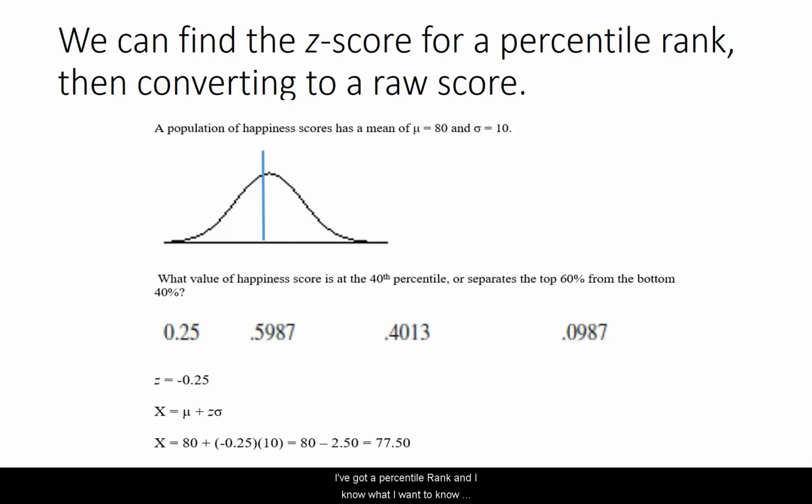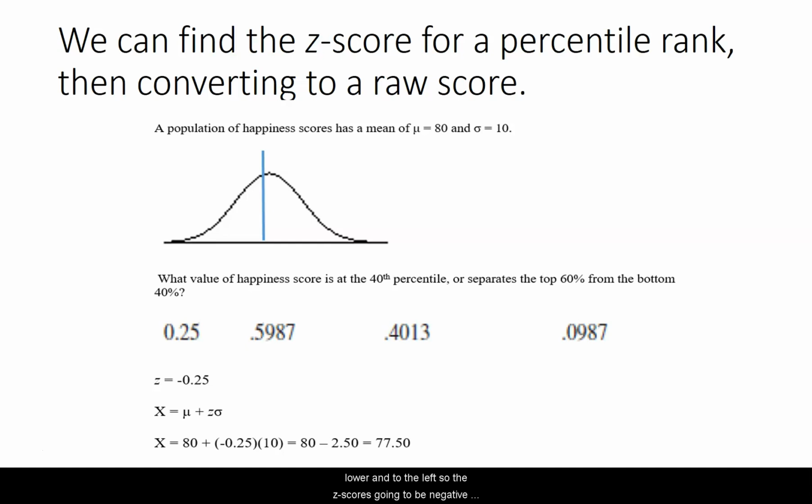I've got a percentile rank, and I want to know, hey, what value of happiness is at the 40th percentile or separates the top 60% from the bottom 40? Now, from the tables, this is as close as I can get. It's a z of 0.25. However, I know that z is negative. It has to be negative. If I've got a percentile rank that's below 50, the z-score is necessarily on the left side. We're talking about, with a percentile rank, the proportion that falls to the left and lower. So the z-score is going to be negative.